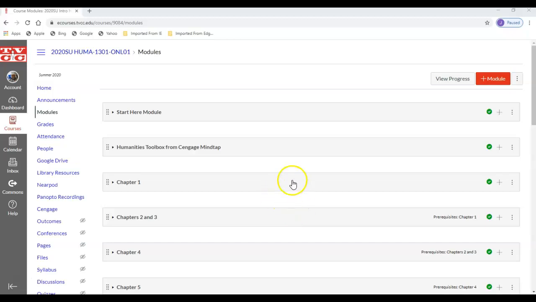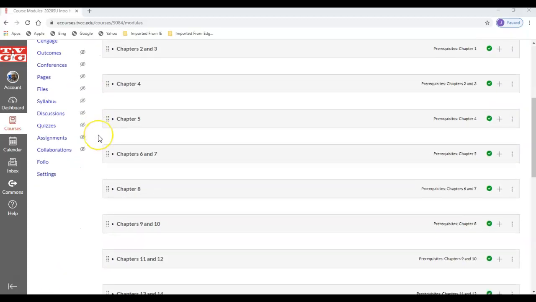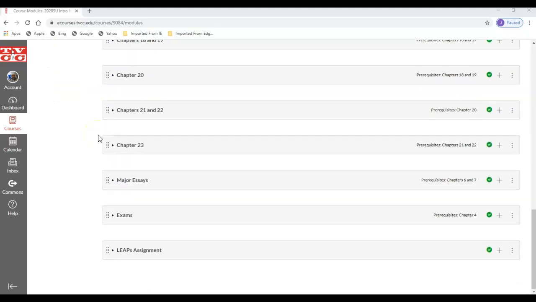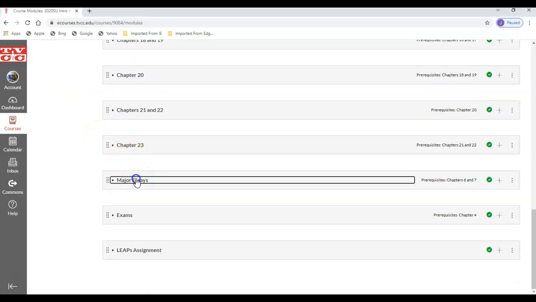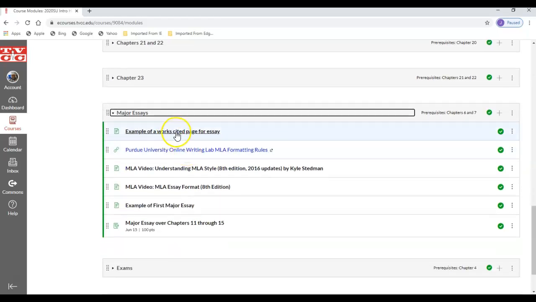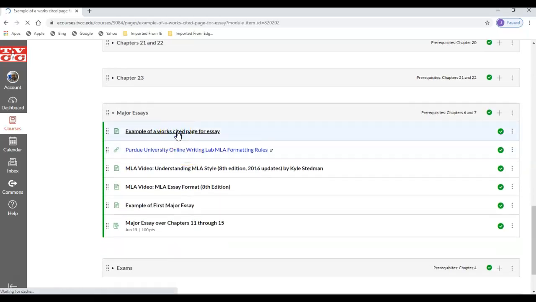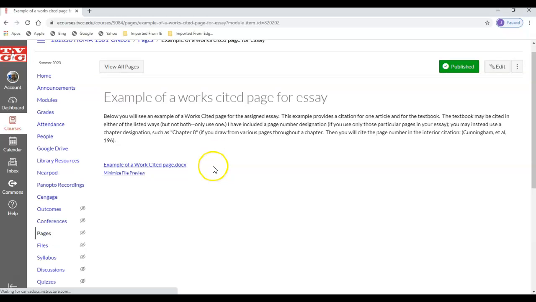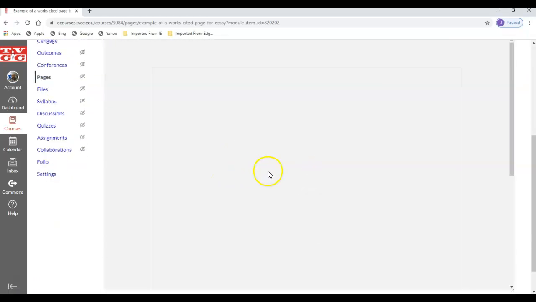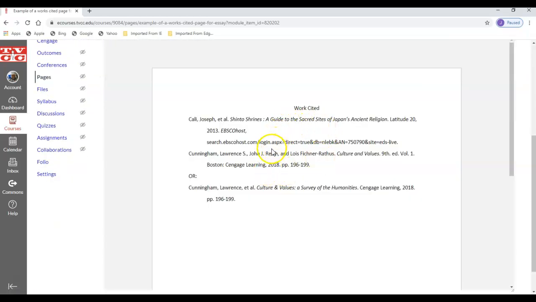On the screen, of course, you'll see the modules. I'm going to be talking about the essay that's due on the 15th. If you'll scroll down, you'll see that the essay is listed under the Major Essays module, and you'll see an example of a works cited page, so that you'll understand how this is to look. It should appear for you when you click on that, and that gives you an idea of how it looks.